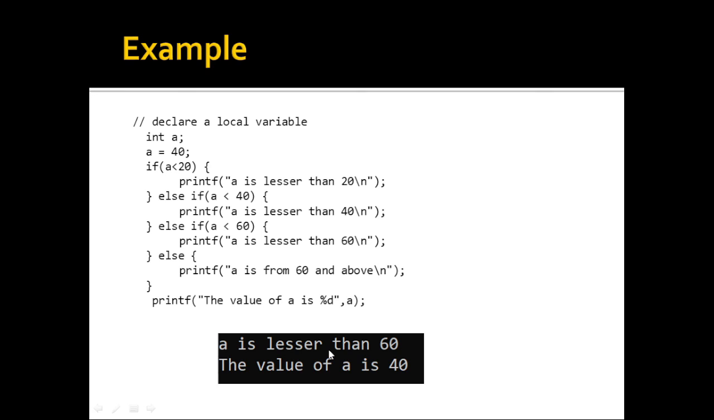What if we change this one to 10? If this one is 10, once it reaches this, is a lesser than 20? Yes, so it will print a is lesser than 20. Then it jumps to this statement: the value of a is 10. What if, let's say, this is 100? Here it is false, here it is false, here it is false. So it goes to the else statement. Print a is from 60 and above. And then it will print the value of a is 100.